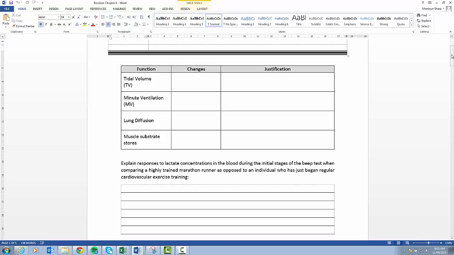Alright, muscle substrate stores, why do they decrease? You're using them at a faster rate. Why is that? To produce energy, to be more specific, to resynthesize ATP. Exactly right. And when we're talking about muscle substrate stores, I would also like you to mention what they are or some examples. What could you say for your muscle substrate stores? What are some examples?